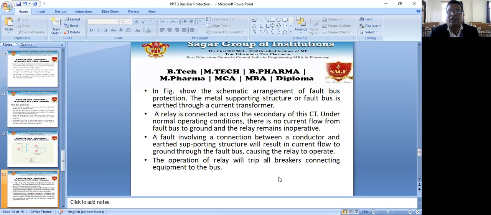In the schematic diagram of the fault bus protection, the metal supporting structure of the fault bus is earthed through the current transformer. A relay is connected across the secondary of the CT. Under normal operating conditions, there is no current flow through the fault bus to the ground and the relay remains inoperative. In a fault involving a connection between the conductor and the earthed supporting structure, current flows to the ground through the fault bus, causing the relay to operate. The operation of the relay will trip all breakers connecting equipment to the bus.